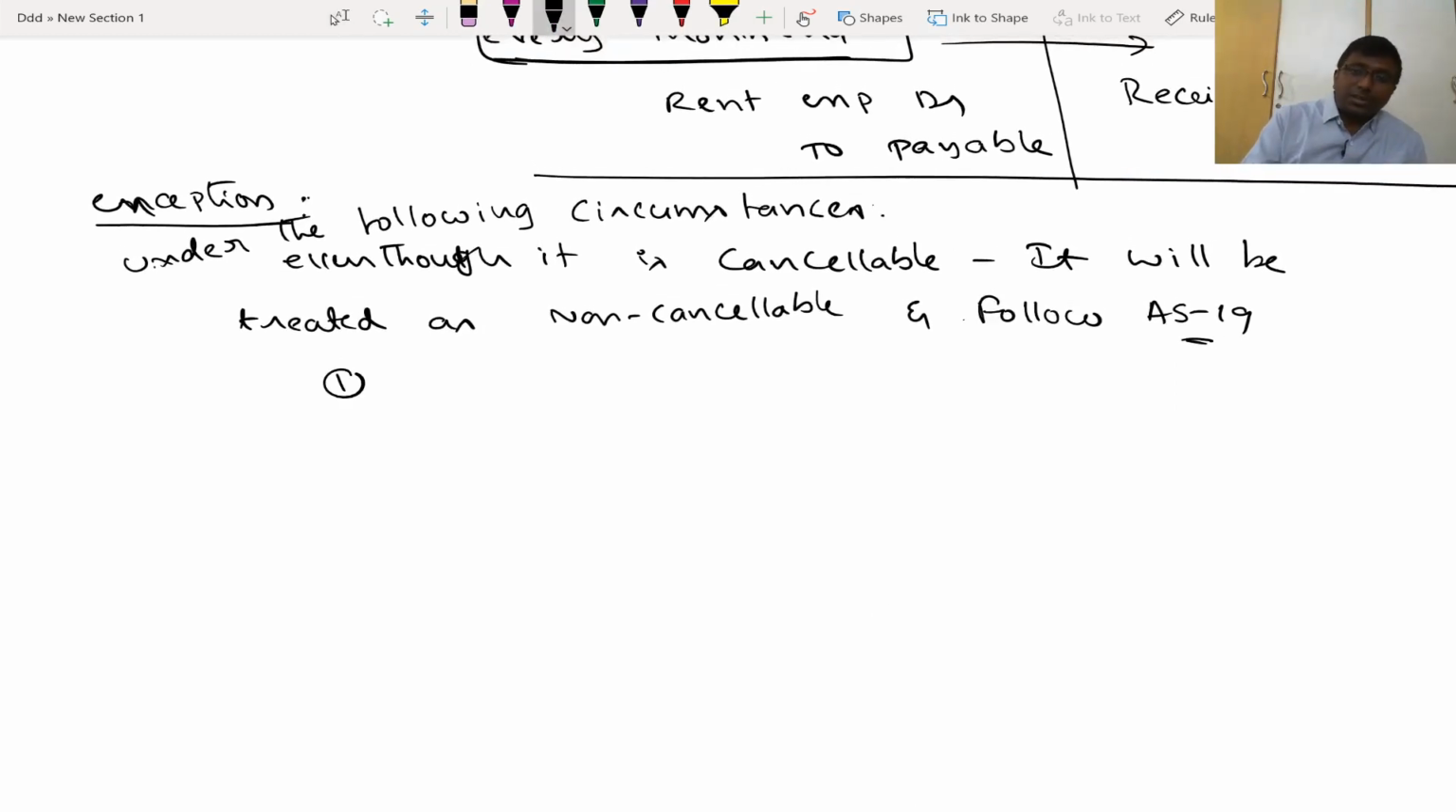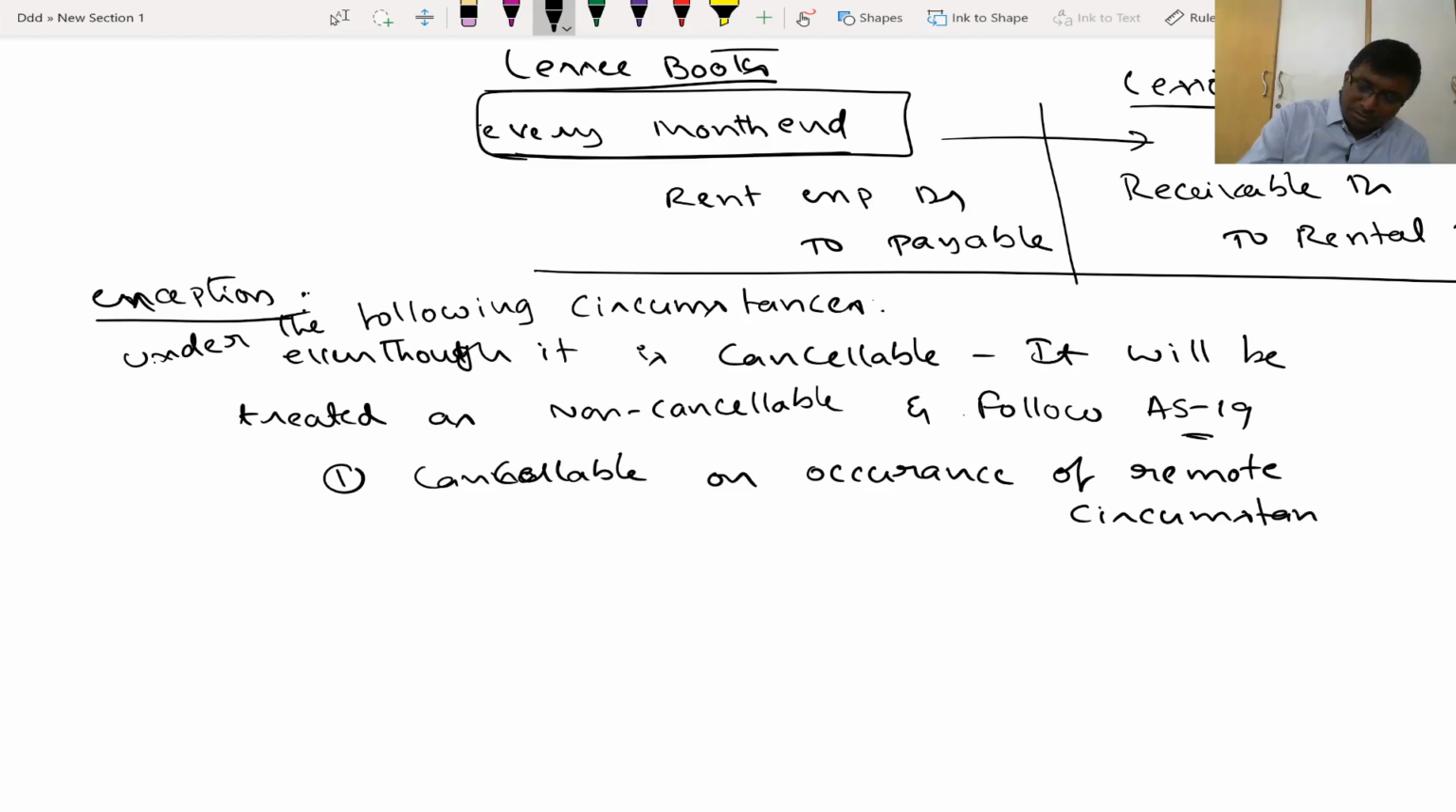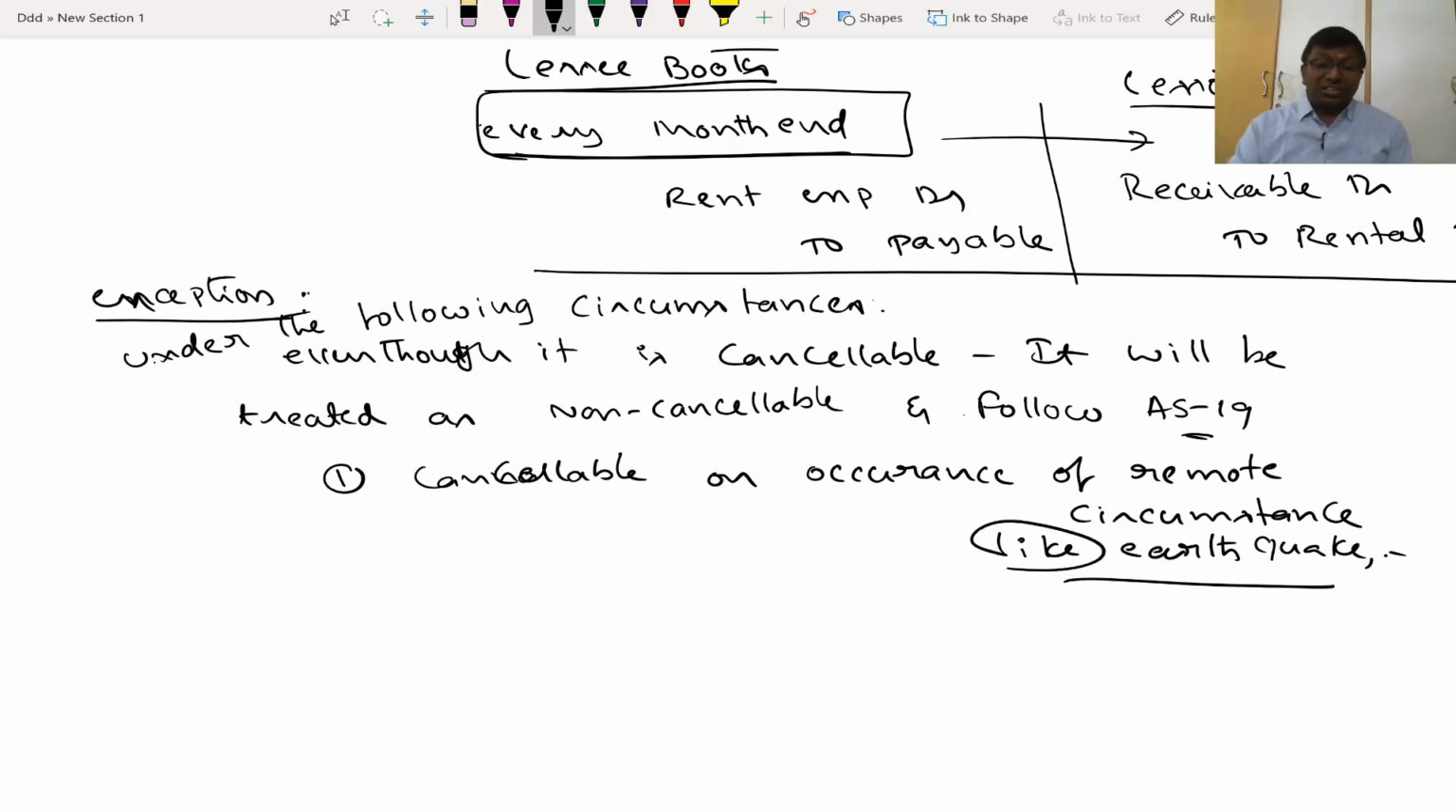Situation, first circumstance. If you say cancelable on occurrence of a remote event, remote circumstance, like an earthquake, something like that. If you say it is cancelable only, it is cancelable when?